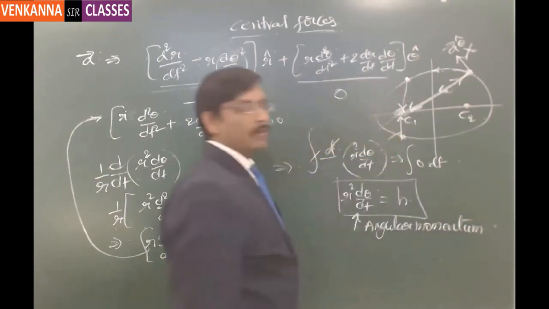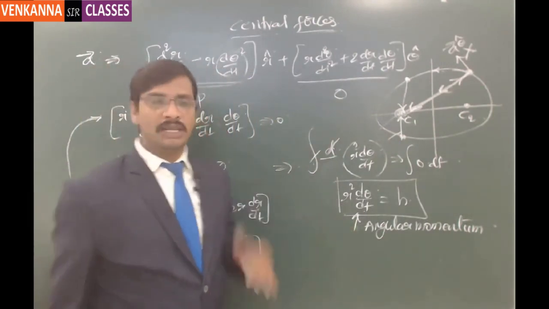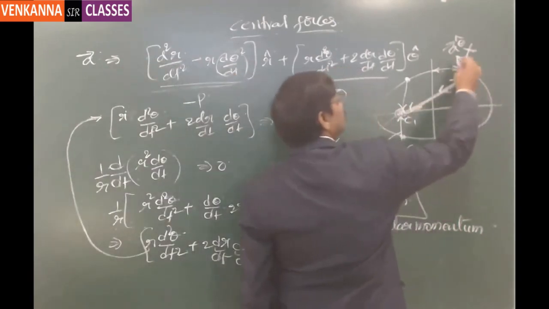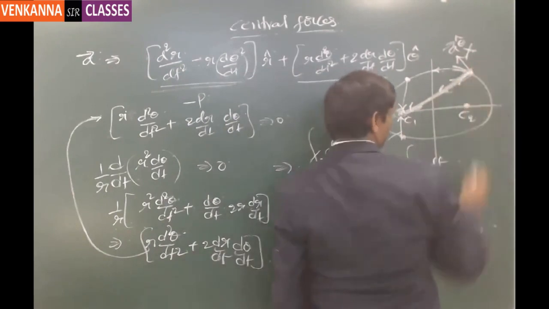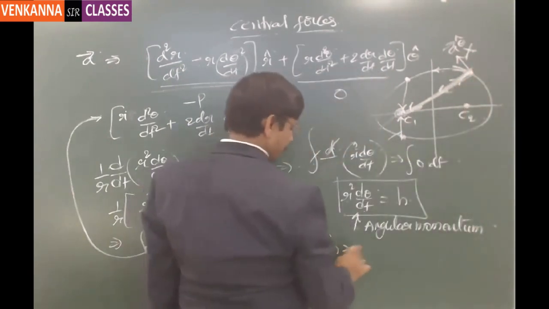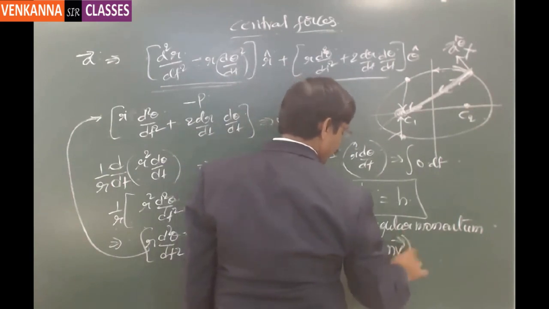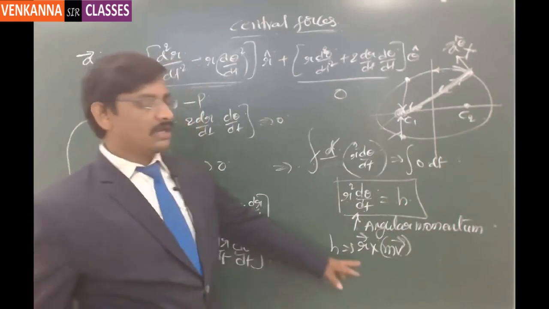So angular momentum by definition: if a particle is moving in any path randomly, let us say the particle is trying to move in this particular path, then the angular momentum will be r cross mv. So this is the angular momentum by definition. So r cross mv is the angular momentum.